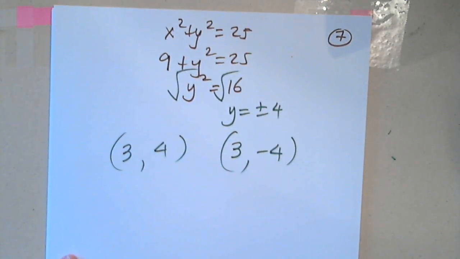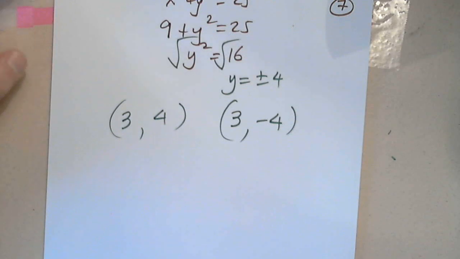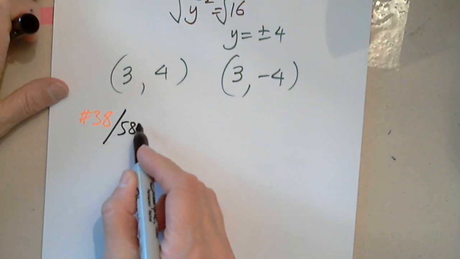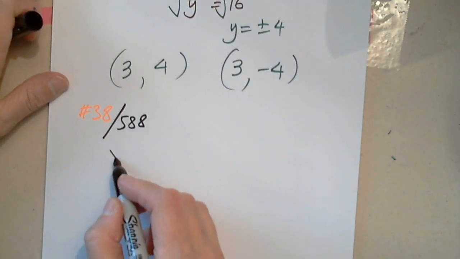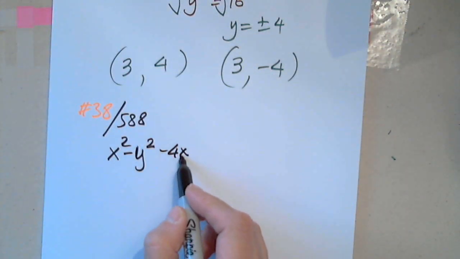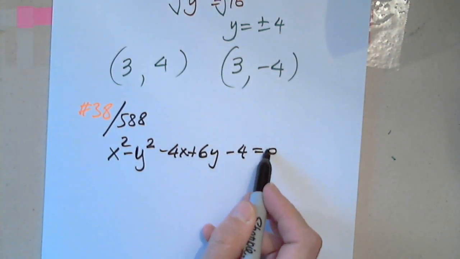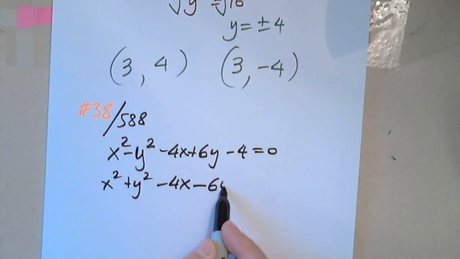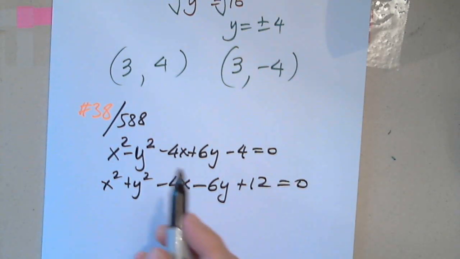Okay, so I'll choose, in that case, 38. I'm trying to choose different problems, because I post for you and for the other class, so I'm trying to choose problems that I have not done with them. 38 on page 588. So you have as many examples as needed. So x squared minus y squared minus 4x plus 6y minus 4 equals 0. And x squared plus y squared minus 4x minus 6y plus 12 equals 0.